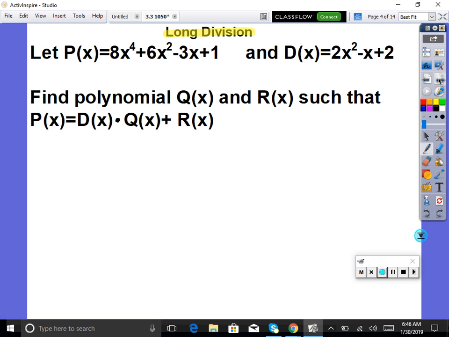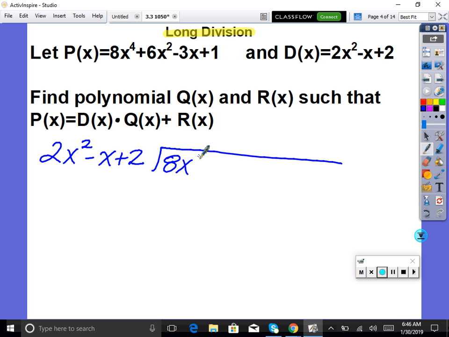So we would set up what's being divided. It says p of x and d of x, and we're obviously going to be taking p of x divided by d of x. So we would put on the outside 2x squared minus x plus 2. Inside our house would be 8x to the 4th plus 6x squared minus 3x plus 1.